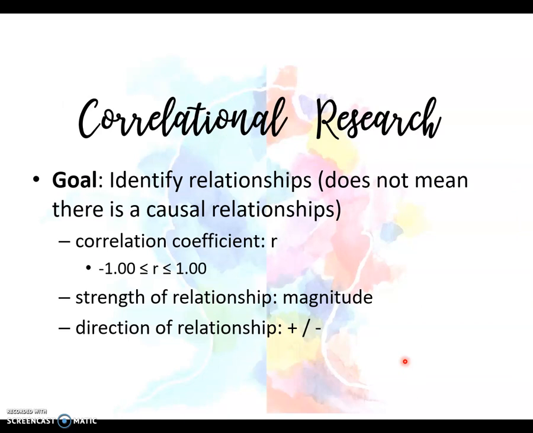Correlational research. The goal of correlational research is to see if there is a relationship between something. However, it does not always mean that there is a relationship. So we have a couple different things. The correlation coefficient is always labeled R, and it can be from -1 to +1. The strength of the relationship is called magnitude, and the direction is either positive or negative. And I'm going to show you some examples on the next slide.